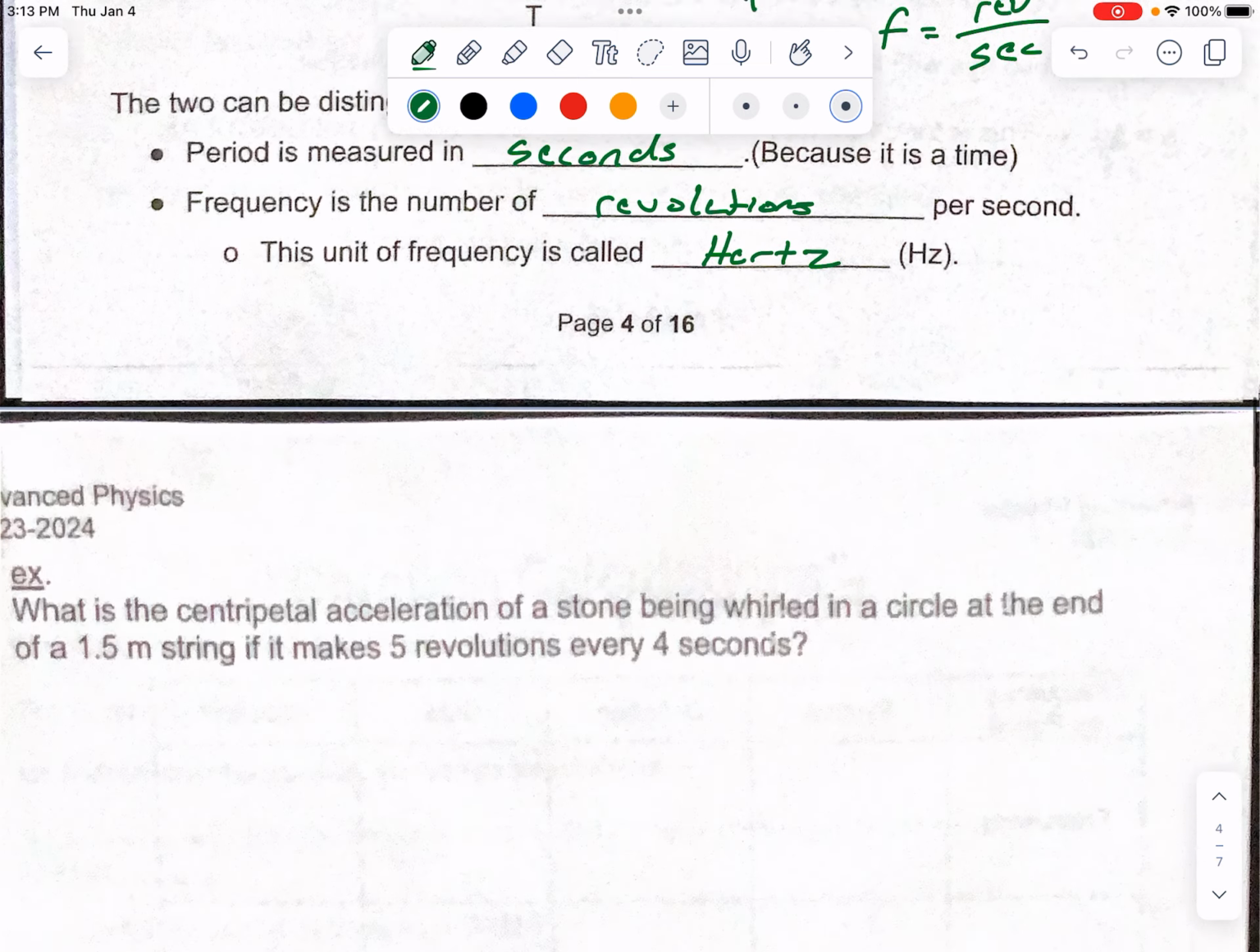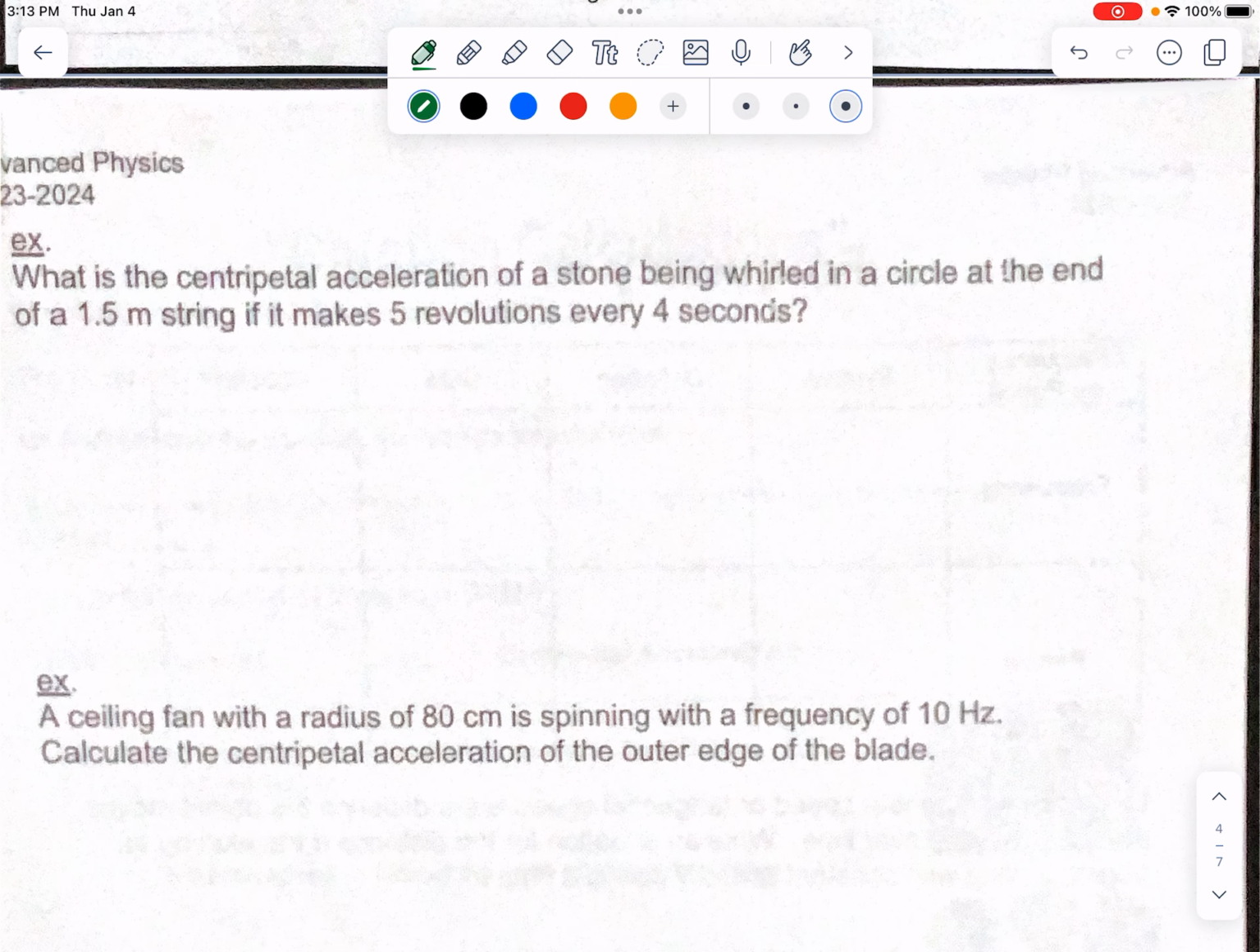So moving on to the last page. What is the centripetal acceleration of a stone being whirled in a circle at the end of a 1.5 meter string if it makes 5 revolutions every 4 seconds? So we're looking for AC. That's your question mark. I gave you radius.